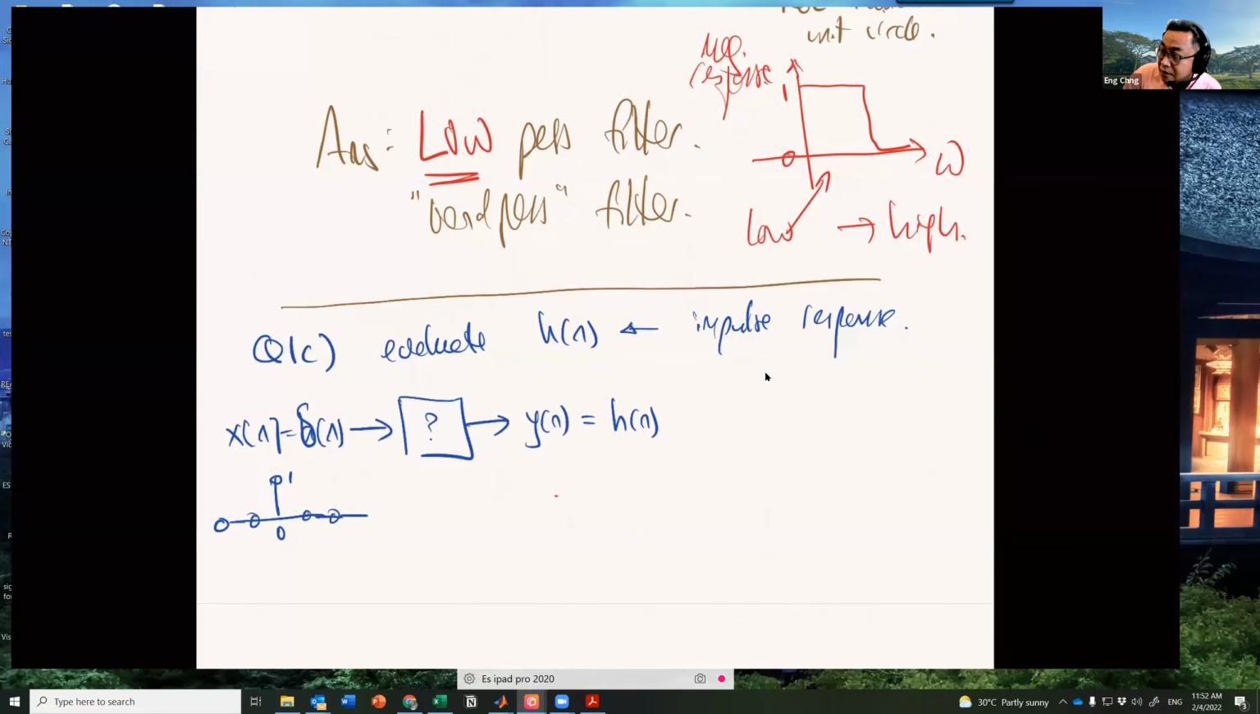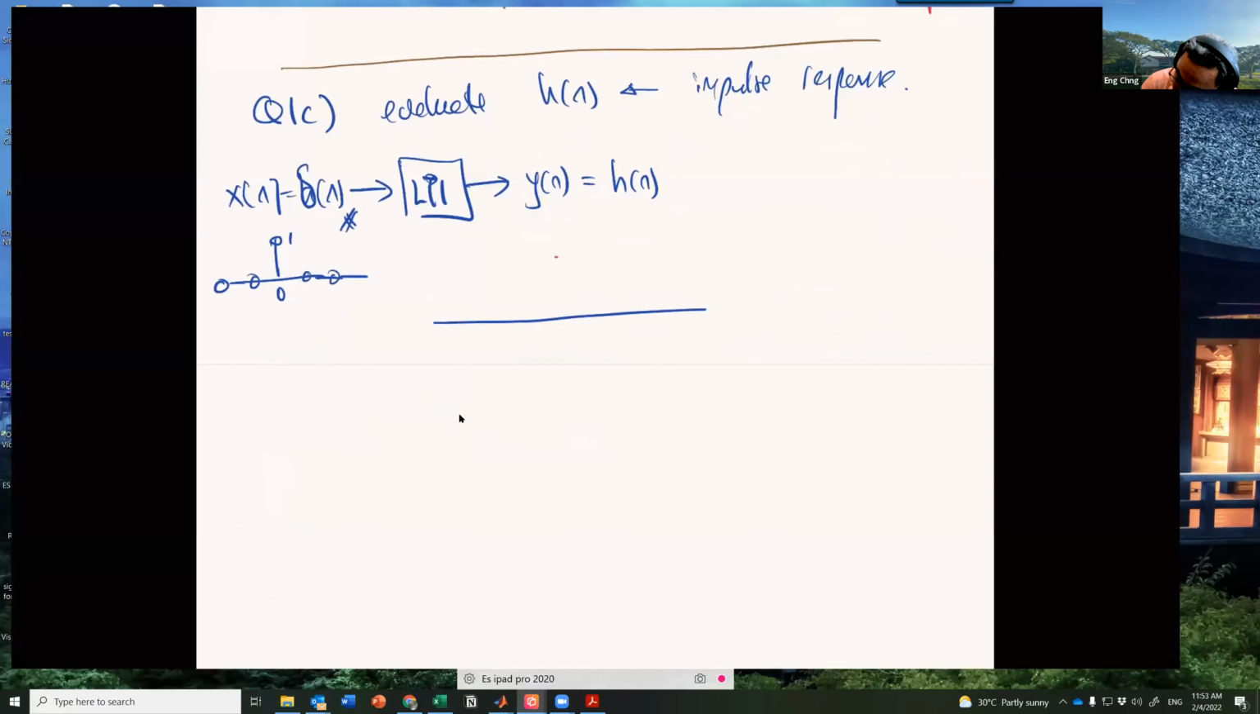Why does it say it this way? Because I send an impulse into the system. This system is the LTI. It must be LTI, of course. Then whatever you get is the impulse response. So how do I, and then it says evaluate. Okay, so I'm going to use this idea of sending the impulse. And what do I do? So the simplest one I can do is brute force, okay?